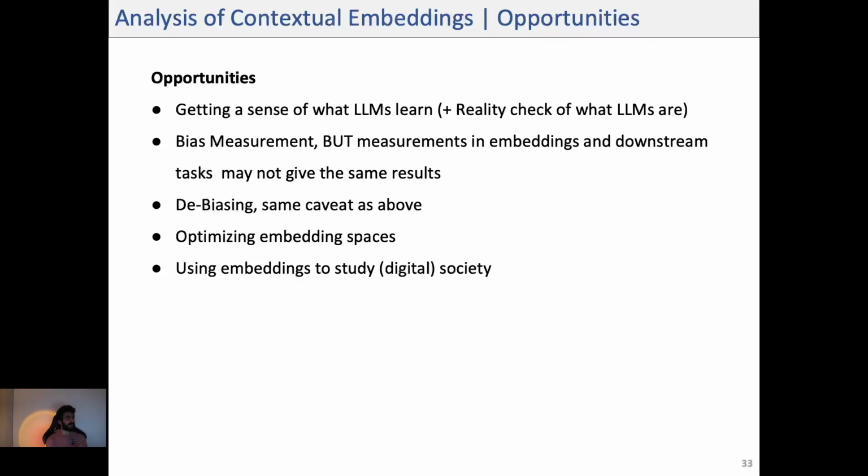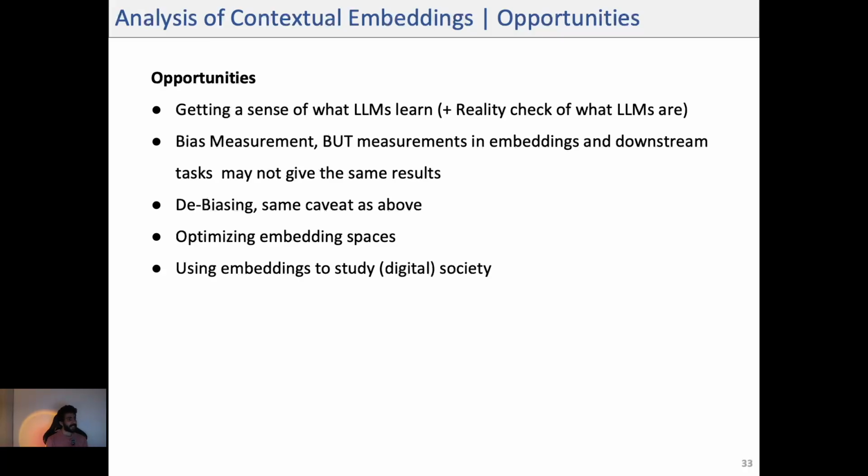Second, we can use the embeddings for bias measurement. For example, we can test whether doctor is closer to he than she, or similar examples. But there is a catch. Bias in the embedding space does not always translate to bias in downstream tasks like classification or summarization. So we should always validate both of them. Third, we can try to reduce bias with techniques like debiasing projections, for instance. Again, with the same caveat, fixing embeddings does not always fix behavior.